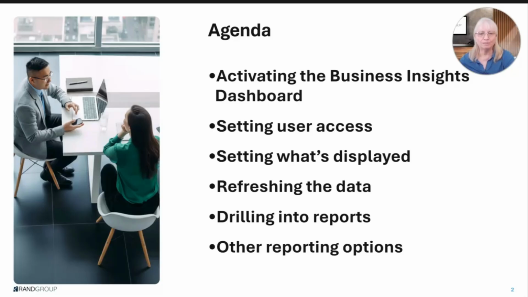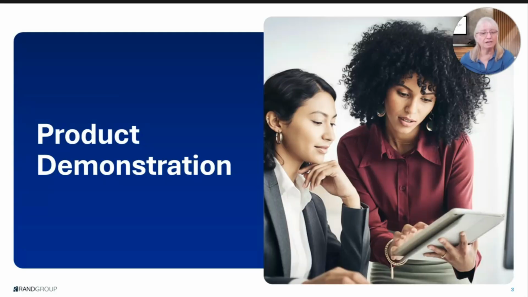Our basic agenda is going to be doing an overview of activating the Business Insights dashboard, then actually setting up some user access and how you manage those, setting what's displayed for each one of those users, refreshing the data, drilling into the reports from the dashboard and what that looks like. And then we'll talk a little bit about the other reporting options that are either native to Sage 100 or options that you can look at depending on the extent of the information that you're looking to retrieve from the database. So we're going to next shift into the product demonstration.